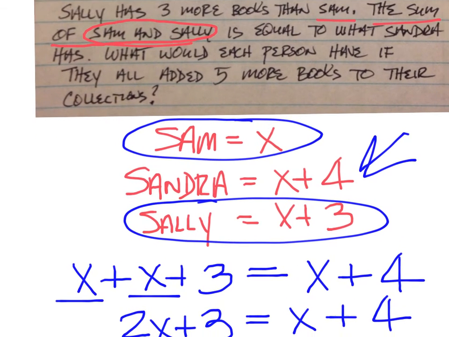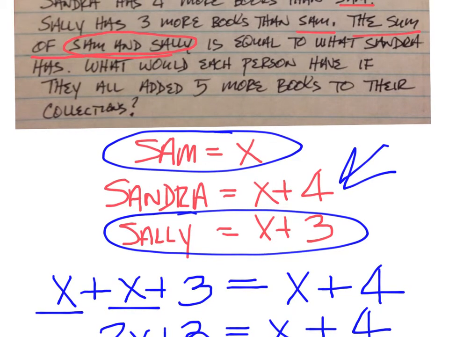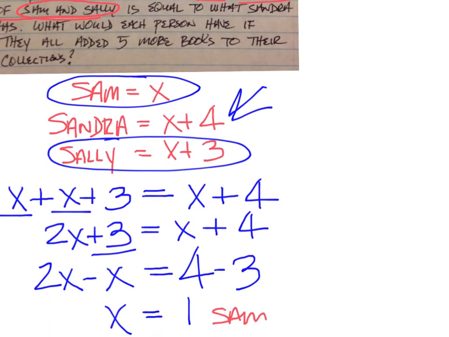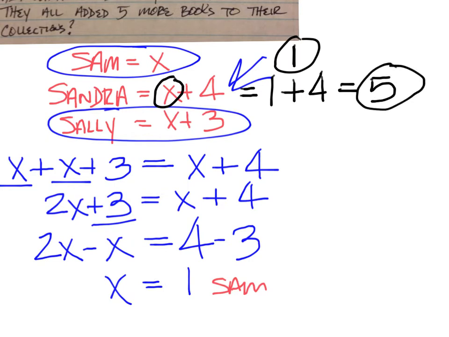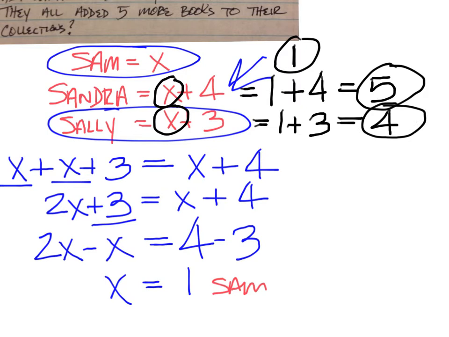Now the rest of the problem says, what should each person have if they all added 5 more books to their collections? We have to find out what each person has to begin with. And we know that Sam has 1. So we're finished with her. Now we go to Sandra. And Sandra has an X there. We know that X equals 1, so it's 1 plus 4, which is 5. Sally has an X. We know that X is 1, so it's 1 plus 3, which is 4.